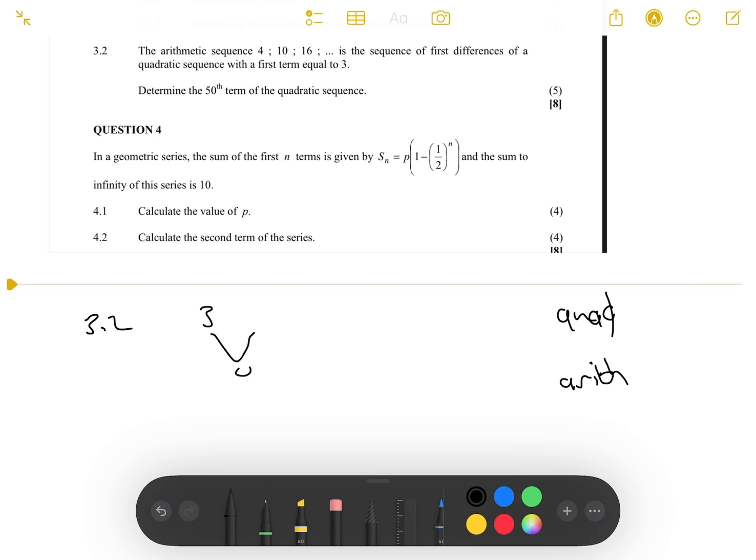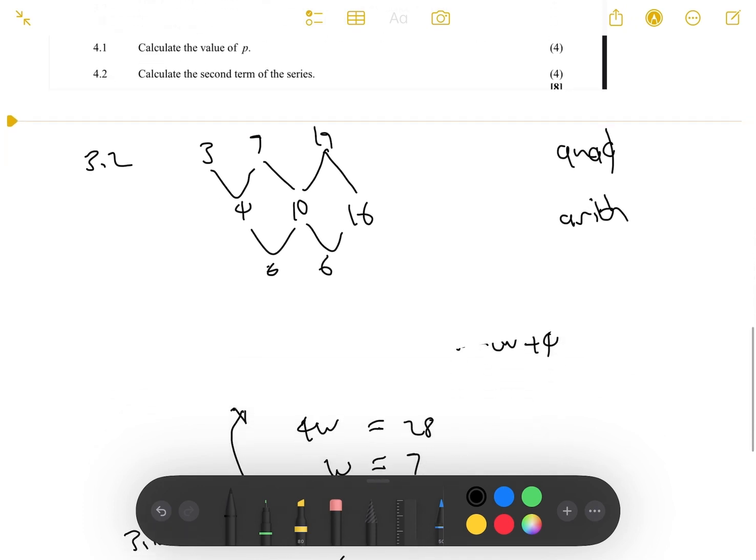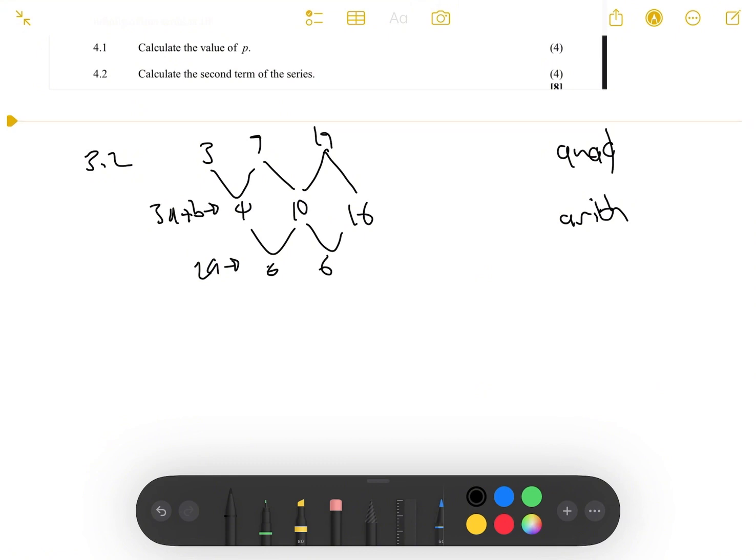It produces 4, 10, 16. This is what they're basically saying. Okay, so here in quadratic we'll have 7, which is basically 3 plus 4, and then we'll have 17. The list goes on, right? And then here the common difference from arithmetic, we get 6, and then we get 6 again, right? Of which from there we know that therefore 2a is this, and then 3a plus b gives us this, and then a plus b plus c gives us 3.